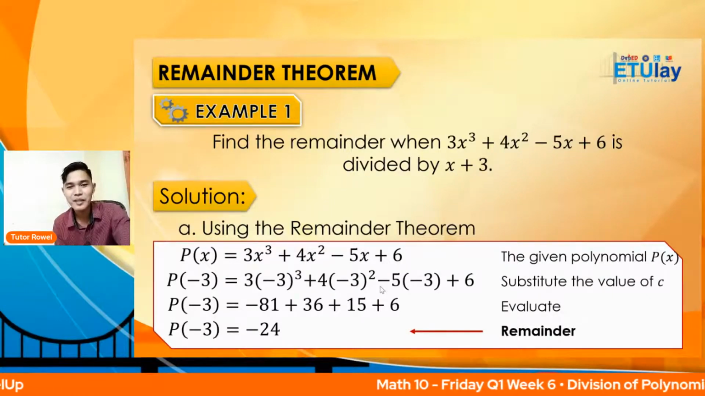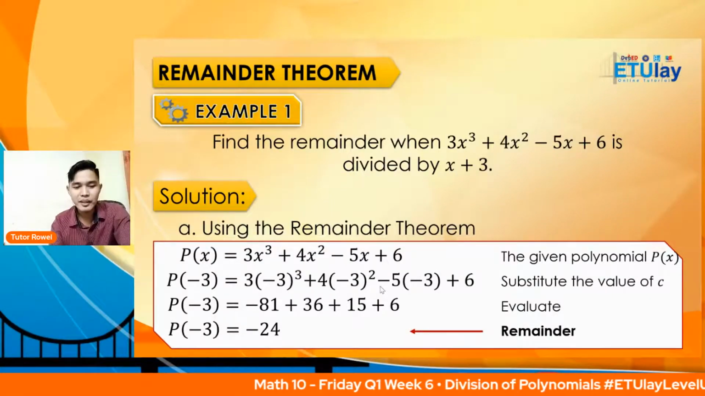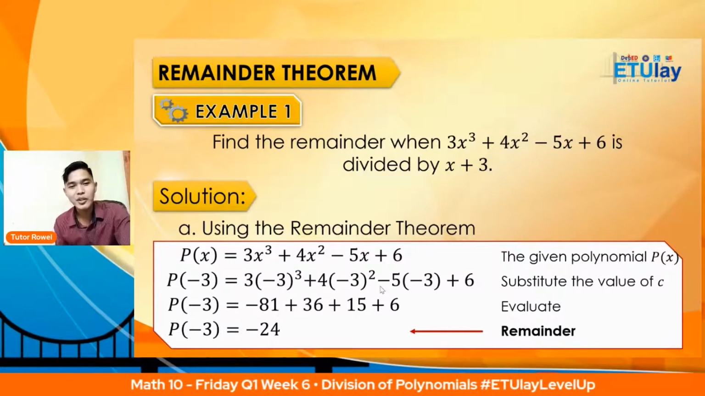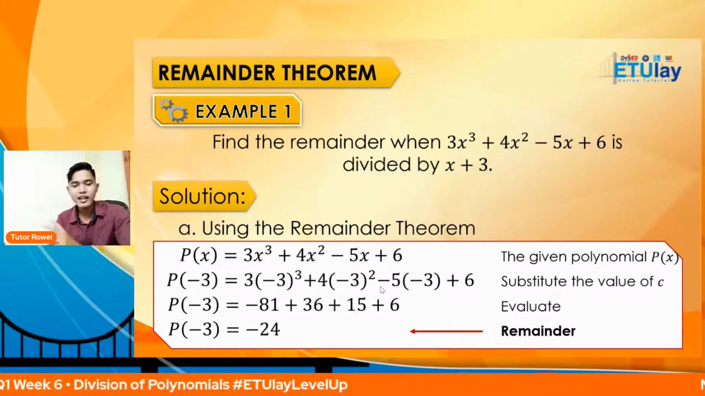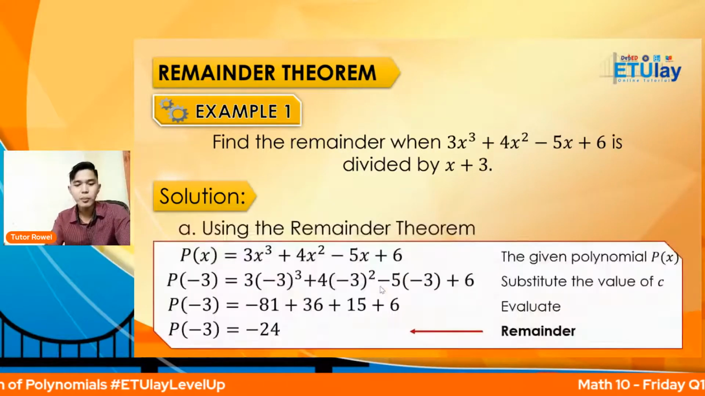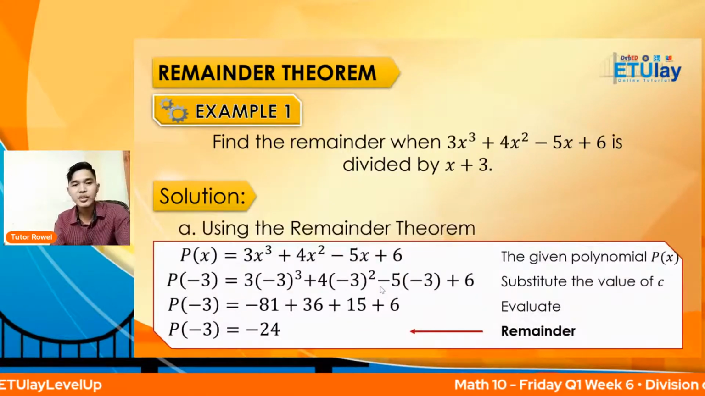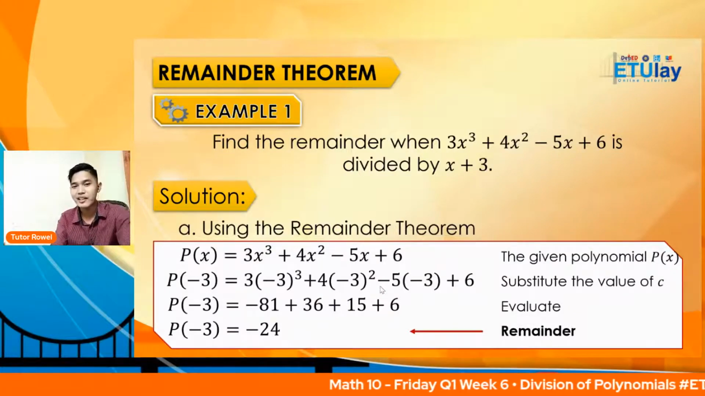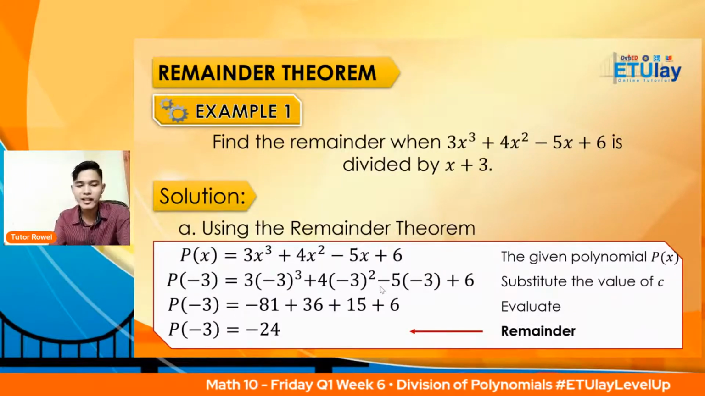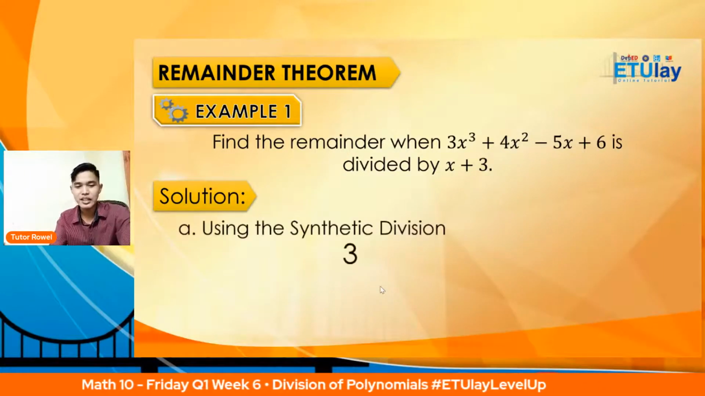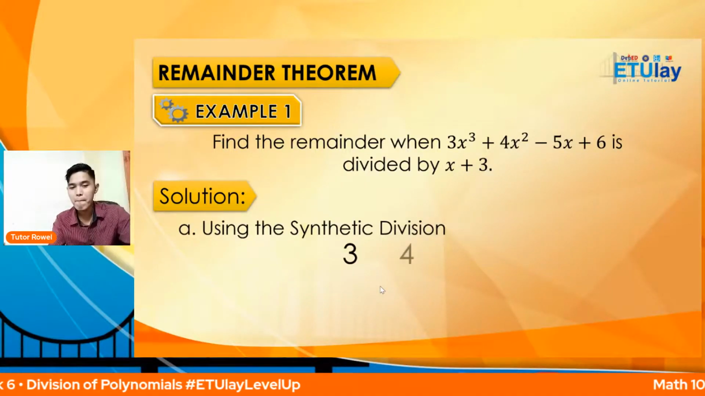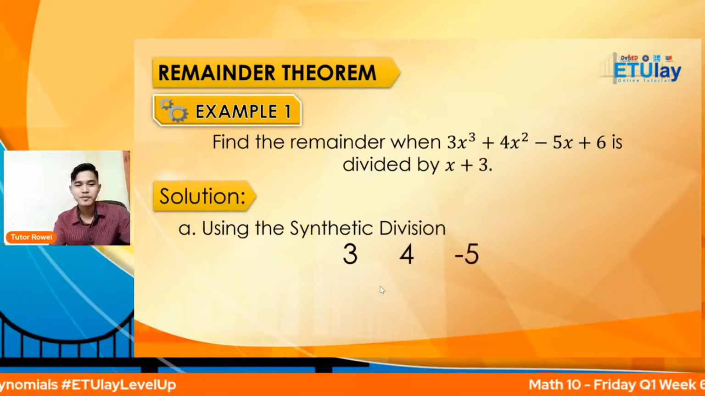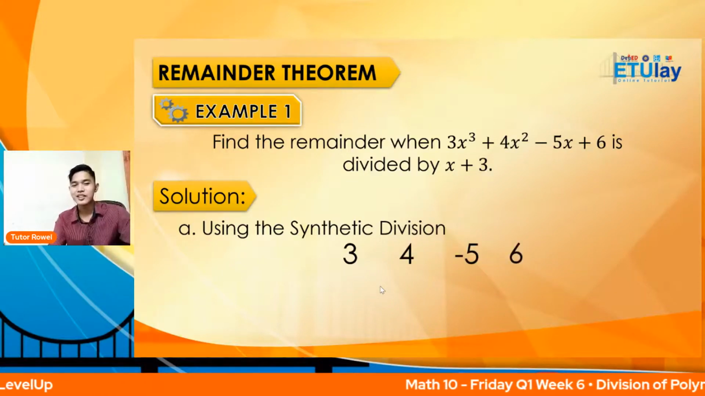So, ganun lang kadali. Madali lang ba? So, as you can see, medyo madali yung solution. Pwede kayong gumamit ng calculator to check the solution. Okay po? Let's try another one. Oh, pwede nating i-check using synthetic division if you want. Okay, check nga natin. Dapat yung sagot, negative 24 din. Tingnan nga natin. So, ilalagay yung coefficient. Magiging 3, 4, negative 5, and 6.